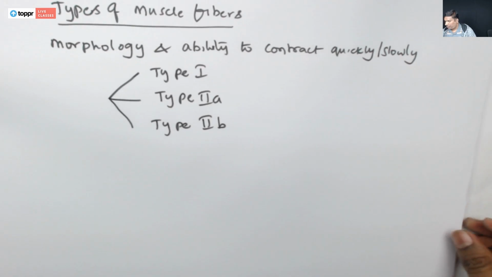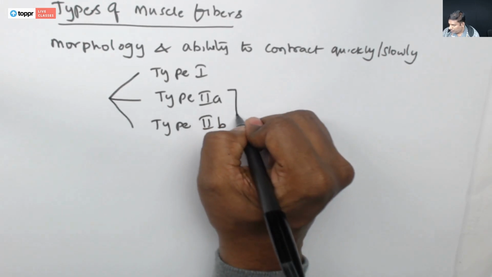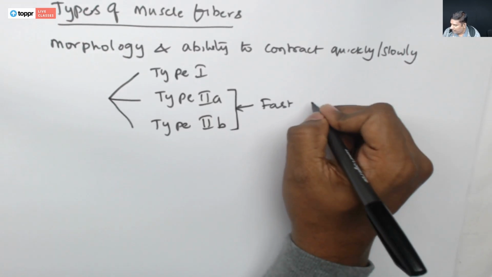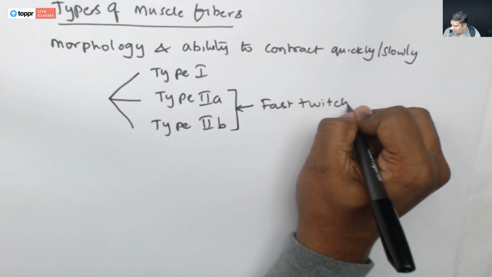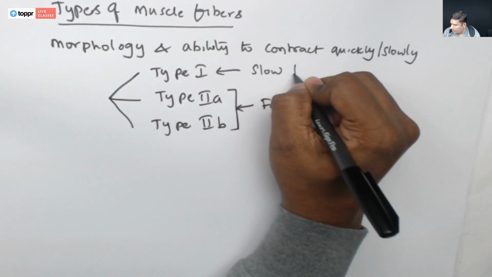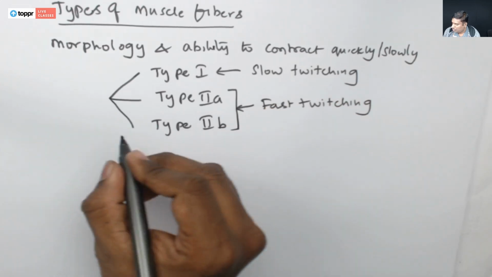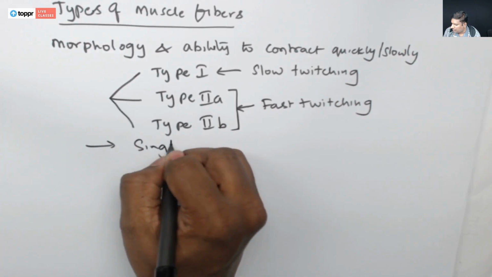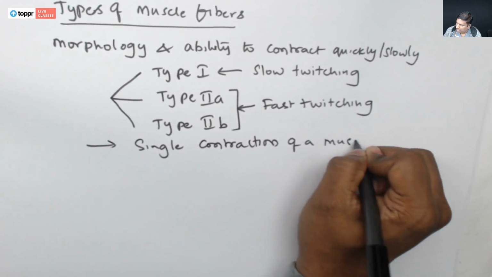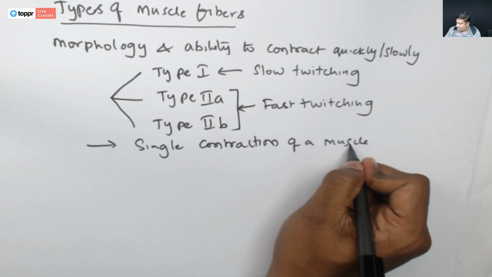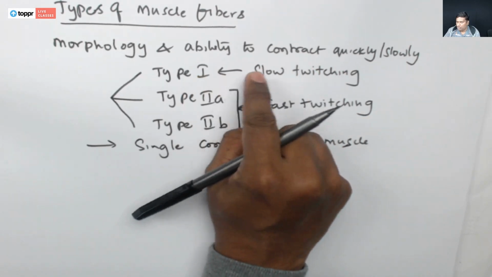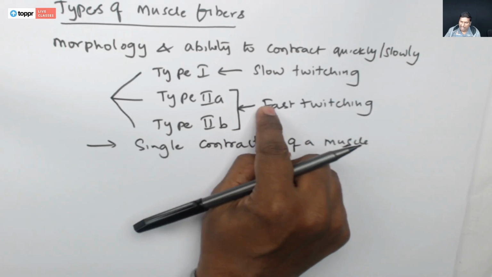Now these two, type 2A and type 2B, are called fast twitching, and type 1 is called slow twitching. Now what is twitching? Twitching is a single contraction of the muscle. A single contraction of a muscle is called twitching. So if they contract slowly, those are called slow twitching muscles. If they contract quickly, you have two categories.